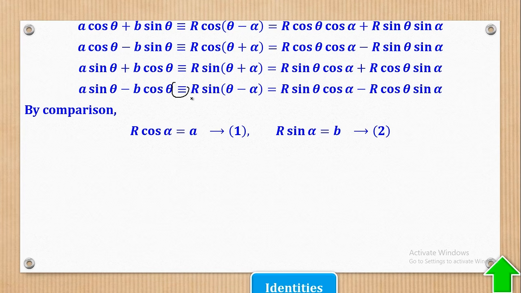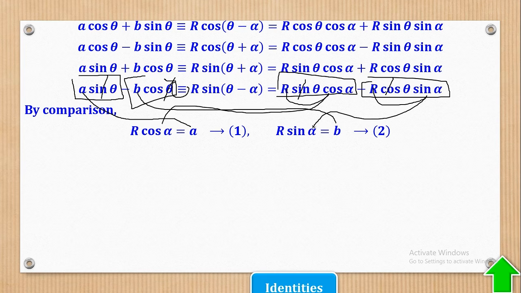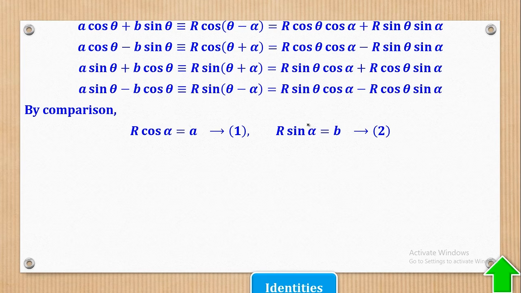For example, if I look at this with this, you will realize that sin theta here is also here, meaning that this remaining part is a, and here the remaining part is r cos alpha, so those ones will be equal. Then for this part, this with this, cos theta, so here the remaining part is b, and here the remaining part is r sin alpha, which is that. So that's what they mean by the word comparison.